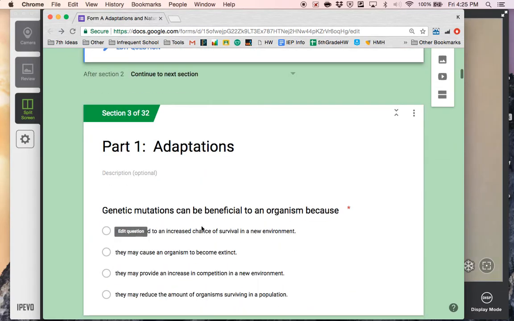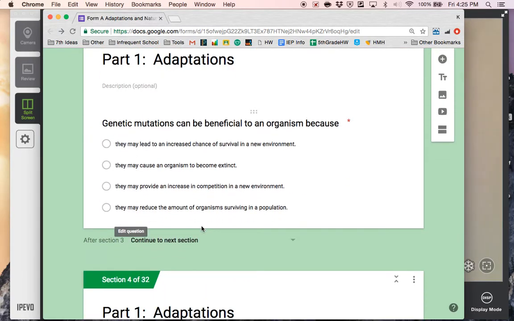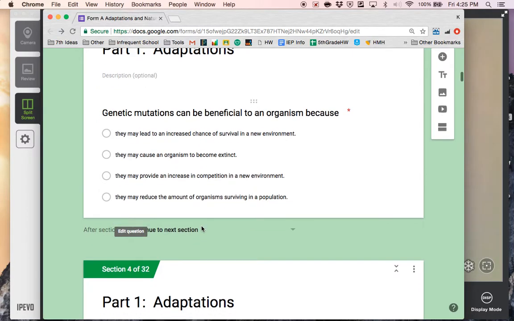So then the next question, genetic mutations can be beneficial to an organism because, well, let's look at these options here. Genetic mutations, so these are things that would happen in a species that would change slightly over time, and we're looking at how they are good, beneficial. So let's see, is this a good genetic mutation example? They may lead to an increased chance of survival. Hey, increased chance of survival, that's a pretty good thing.